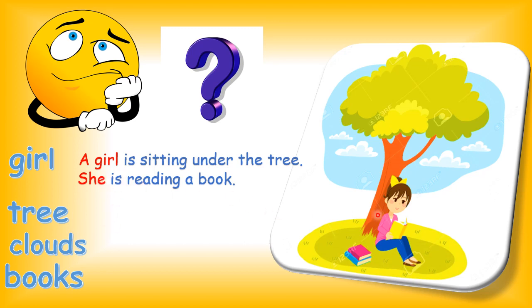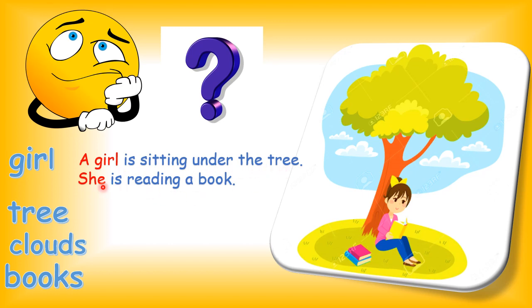Now see, what is this girl doing? This girl is sitting under the tree. So we can say, a girl is sitting under the tree. A girl is the subject. And this part in blue, is sitting under the tree, is giving information about the girl, what action is done by the girl or what this girl is doing. So this is the predicate, because this blue part is giving information about the subject.